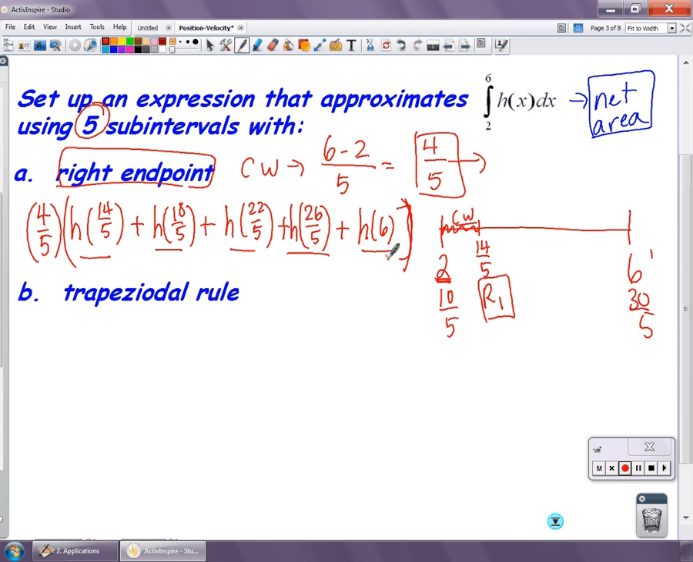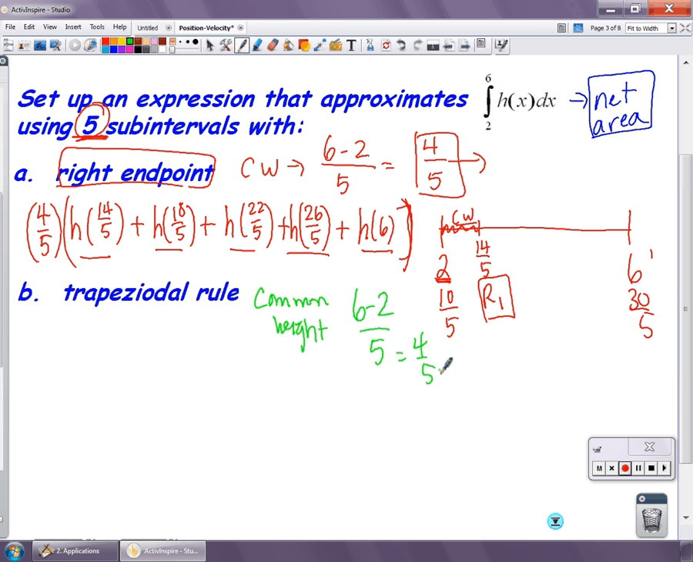All right, now we're going to do the same thing, but we're going to use trapezoids. We're still going to use 5 sub-intervals. This time we're going to have a common height of 4/5, calculated the same way. Let's change colors here. The common height is still calculated by b minus a, 6 minus 2, divided into 5 parts, which gives me 4/5.